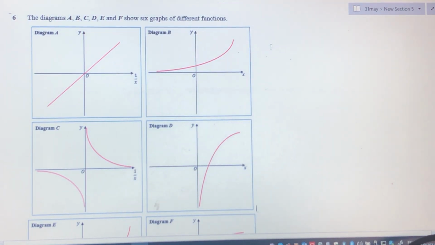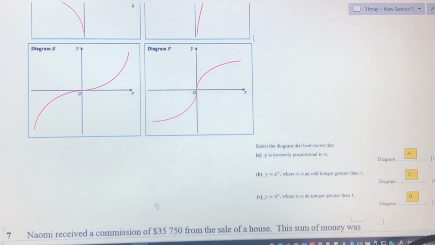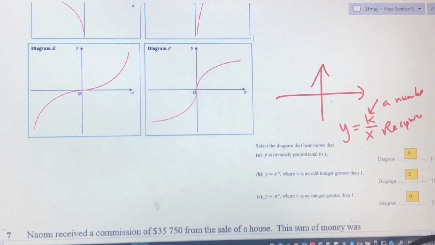Now, for this kind of question, they give you the shape, the graph. That's very nice of them. They want you to actually know all these words. So, y is inversely proportional to x means y equals k over x. This is a number, correct? So actually, what we want is a reciprocal graph. Reciprocal graph looks either like that, like that, like that, or like that, right? Okay. Sorry, it doesn't touch the x-axis there. Okay. Now, which one is it?